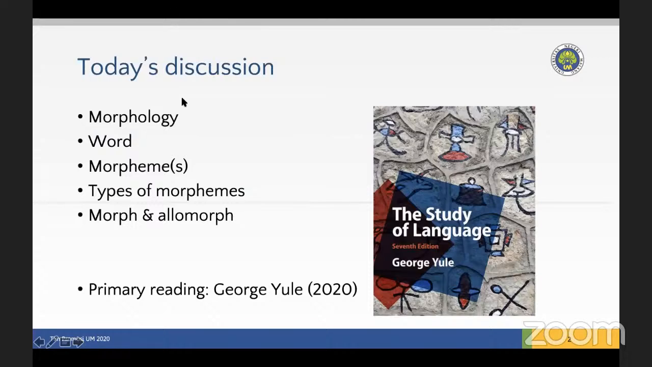And this is the agenda for today's discussion. First, we are going to look at morphology, word morphemes, types of morphemes, morph and allomorph. The primary reading for today's class is a chapter by George Yule. I've already uploaded the chapter in Sipejar, and you can read the chapter. It's pretty short and easy to read. So please do go to Sipejar and read the chapter.